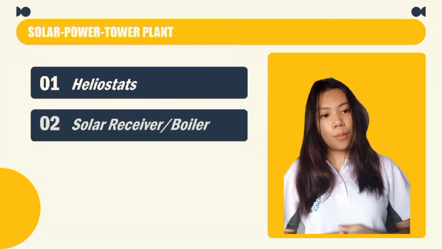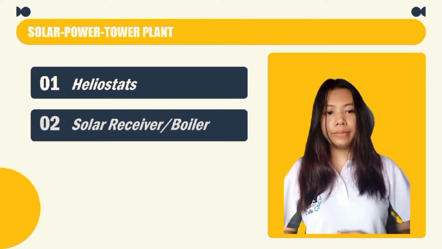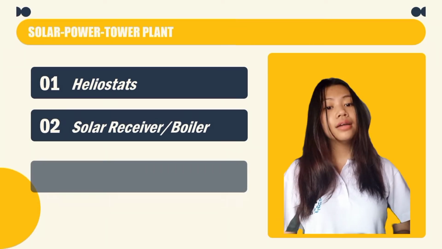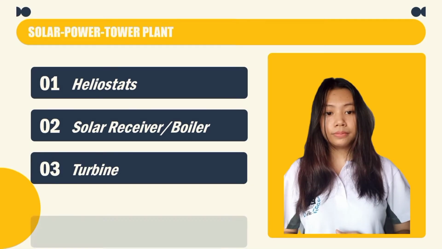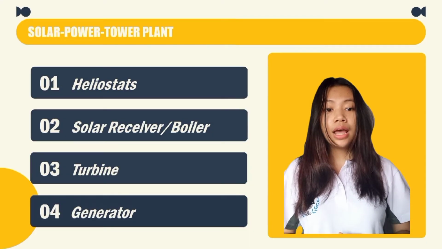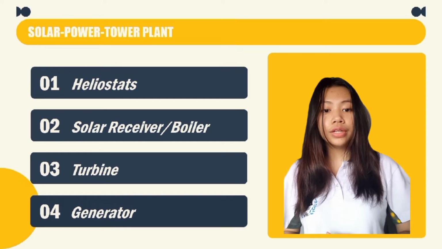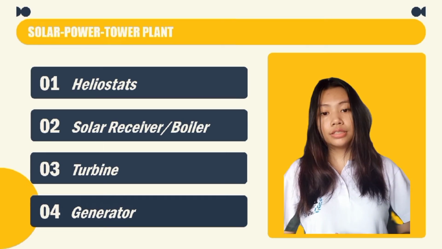Water is heated, boiled, and superheated by absorbing heat from the receiver system. The resulting steam is directed to a turbine to produce power. A generator is connected to the turbine to convert turbine shaft power into electricity.